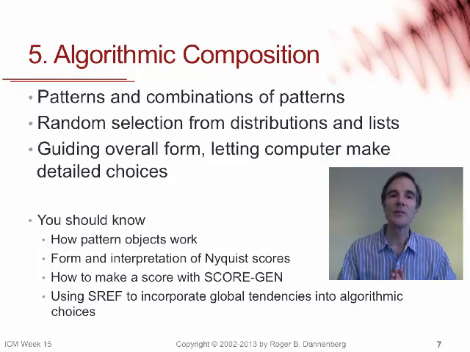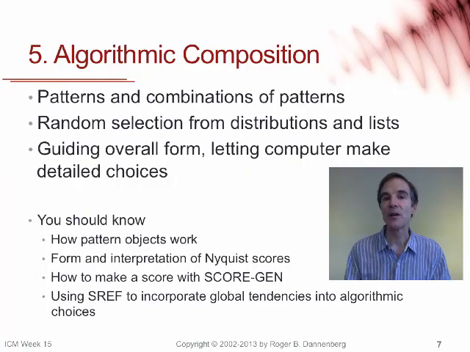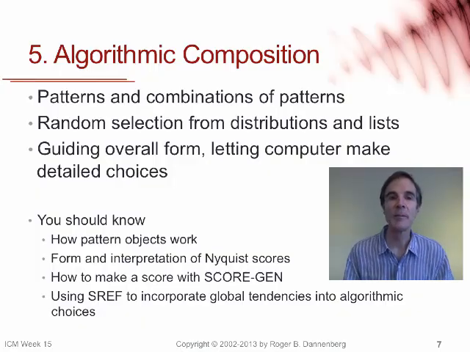We talked about algorithmic composition, especially in Nyquist, using patterns and combinations of patterns to do interesting selection of parameters for music generation. We also talked about random selection from distributions and from lists. We talked about guiding the overall form of a composition in various ways, letting the computer make detailed choices.